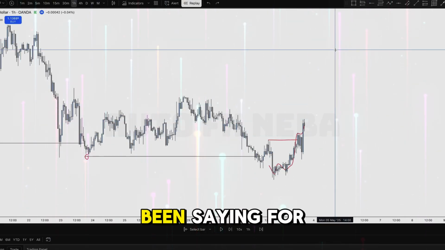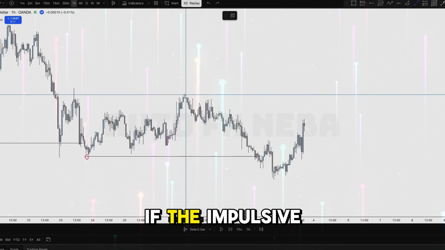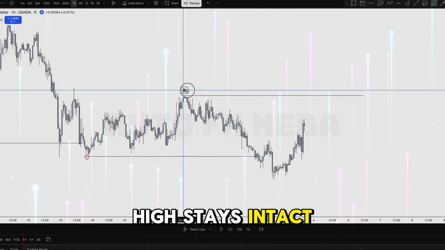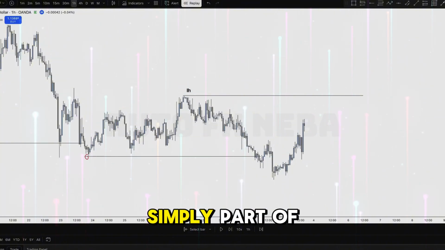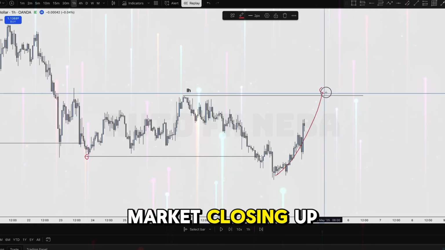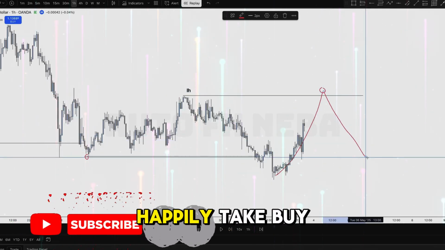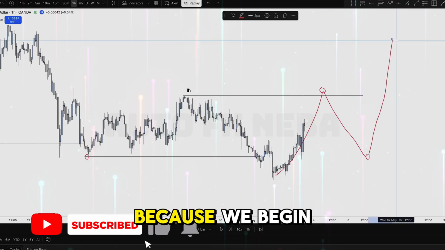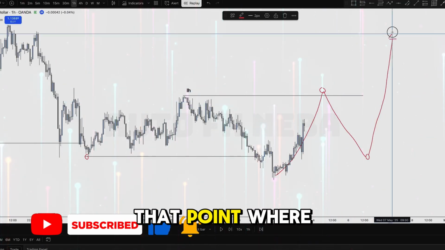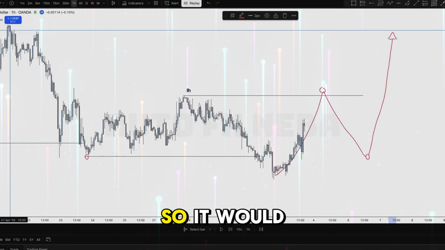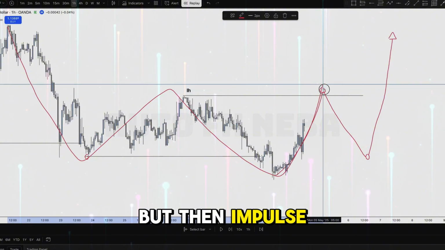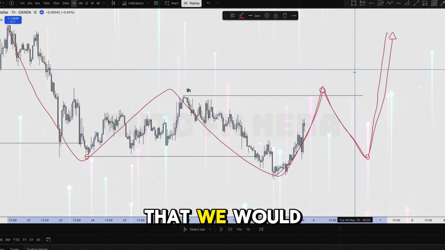But if we remember what we've been saying for this entire class, if the impulsive move high, which is going to be the lower high, stays intact, anything that happens under this is simply part of a corrective move. For this to actually show reversals, we would need to see the market closing up here. Then we could happily take buy opportunities like this because we would be beginning a new uptrend. We'd be seeing that point where the market is shifting, okay? So it would be impulse, correction, impulse, but then impulse, correction, impulse. That's the way that we would want to view that.